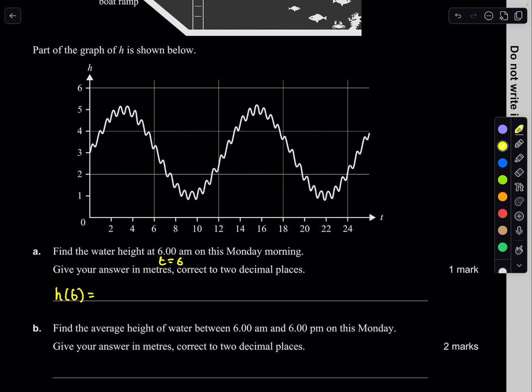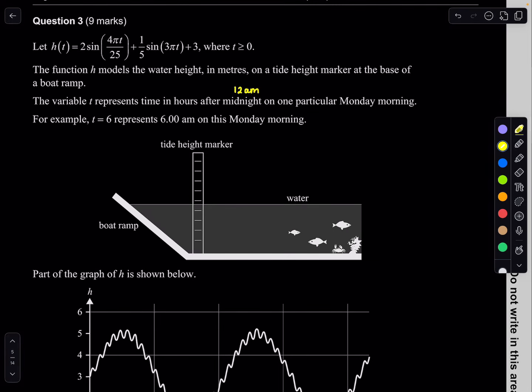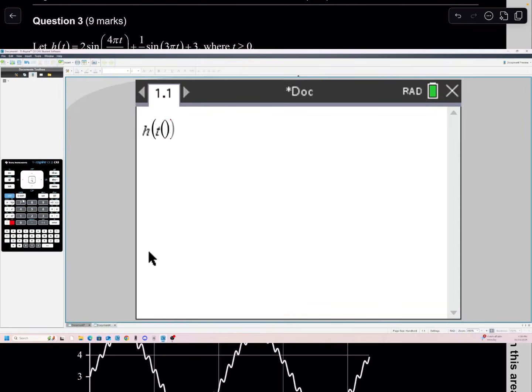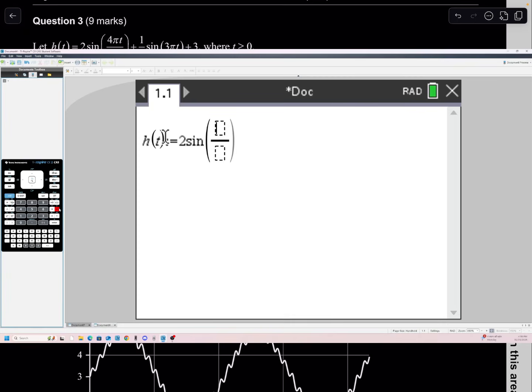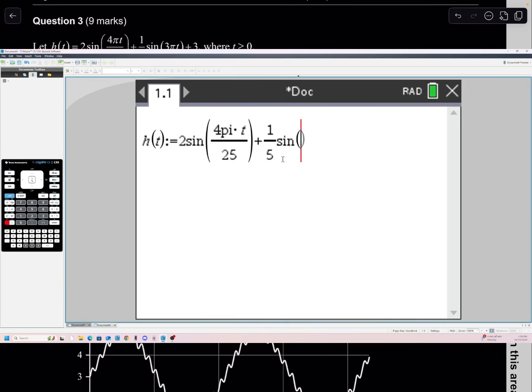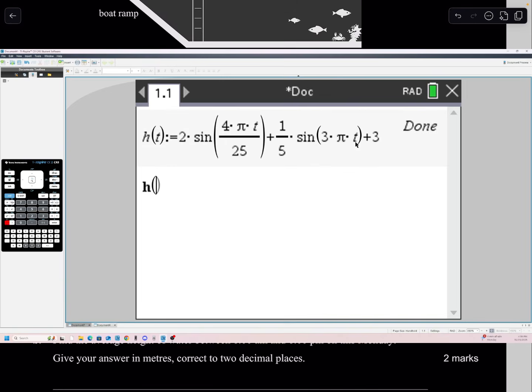So first of all, control N this whole thing. Let's make a new calculator. What's the function again? Let me define it first. So h of t equals 2 sine of 4 pi times t over 25, plus 1/2 sine of 3 pi times t plus 3. And all we're trying to find in this example is h of 6, the height at time 6.